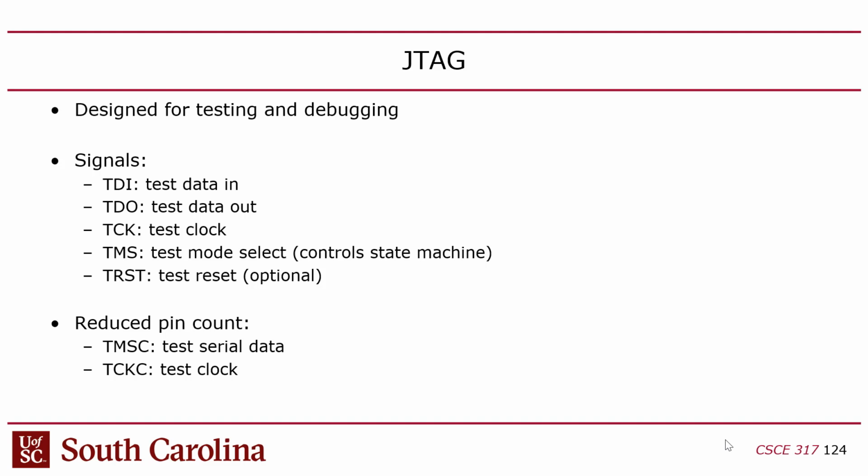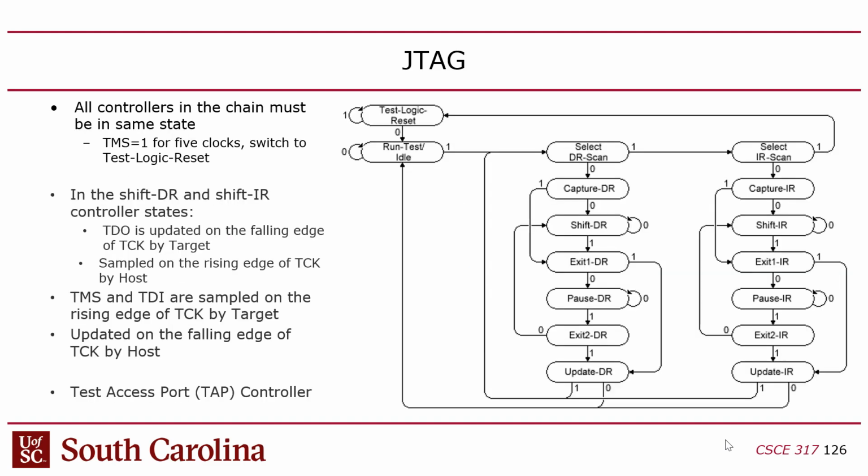The difference, though, is that instead of having that slave select, they have this thing called test mode select, TMS. And TMS is not just a binary 0 or 1. Well, it is because it's a 1-bit signal. But it's read over multiple clock cycles. So you put a sequence out on TMS to put the devices in the JTAG chain in a certain mode, a certain state. And this is the state diagram.